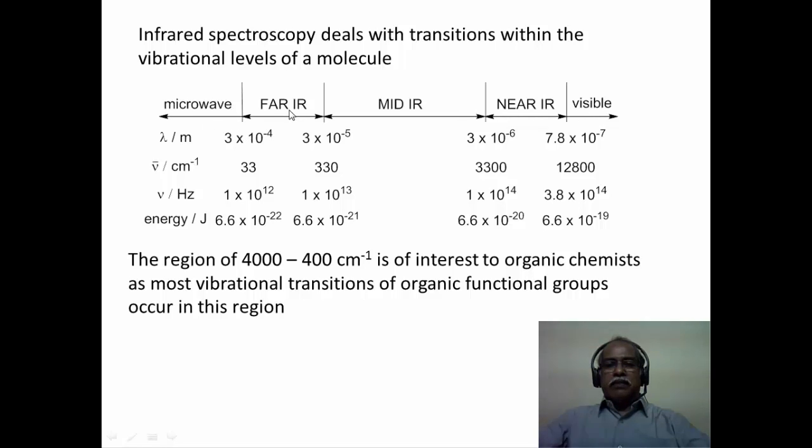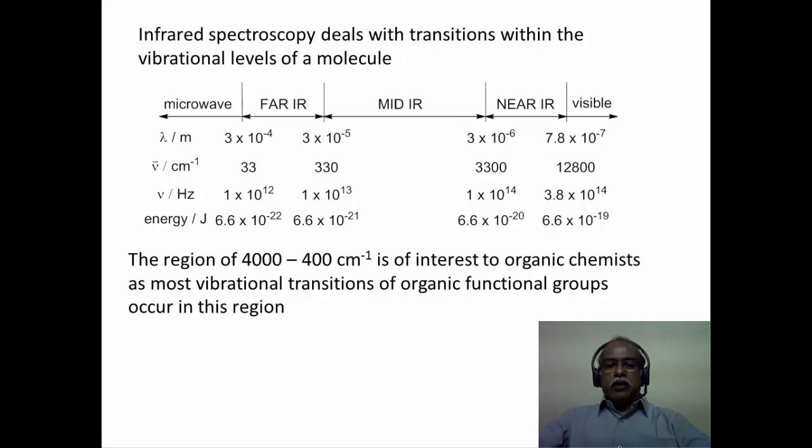Typically, the infrared region is divided into three portions. The far infrared region, in terms of the wave numbers, is roughly 33 inverse centimeter to 330 inverse centimeter. Then the mid IR region, which is about 330 to about 3300 inverse centimeter, and then the near infrared region corresponding to 3300 to 12800 inverse centimeter or so. Beyond this, it will be the visible region, and beyond this side, on the left hand side, it will be the microwave region. In fact, it is the region between 4000 to 400 inverse centimeter that is of special interest to the organic chemist, as most of the vibrational transitions of organic functional groups occur in this particular region.